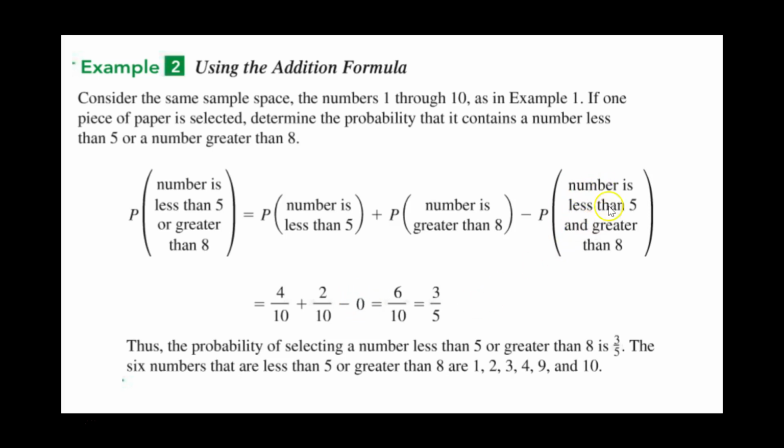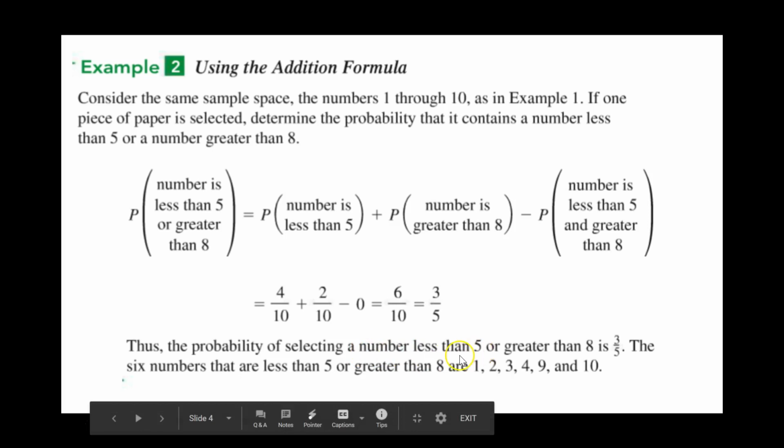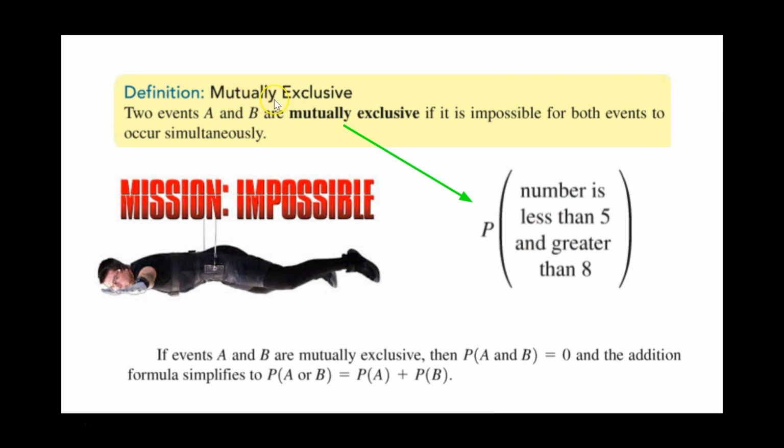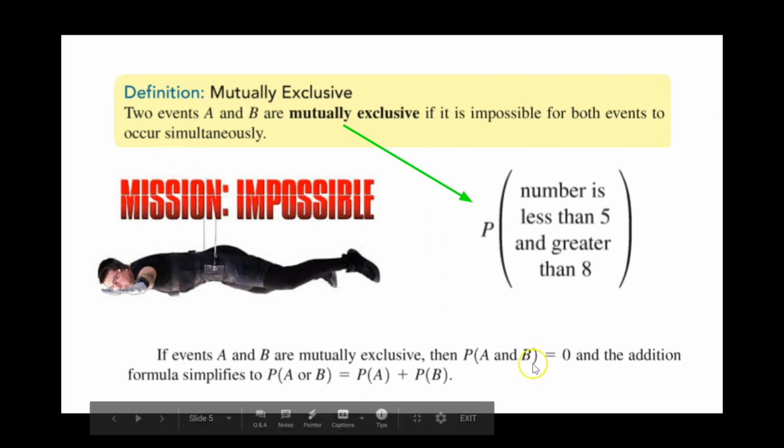So basically when this does not occur, we can put 0 at the end, add the two numbers, and we get 3/5 as the probability of selecting a number less than 5 or greater than 8. That 0 that we just discussed, this is called mutually exclusive, meaning that it cannot happen or occur simultaneously. So that's why we put the 0 there, and we just add the two probabilities together because we don't need the 0 at the end.